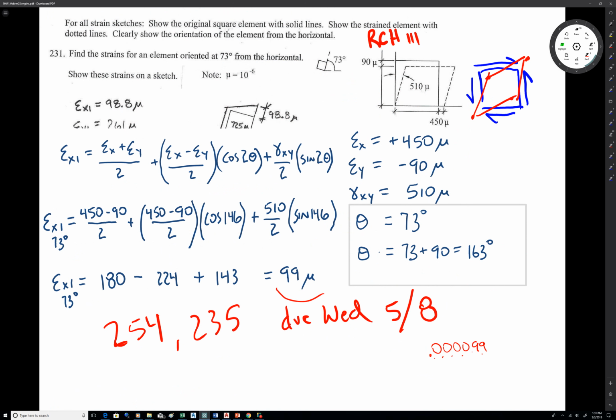Okay. So yeah, it's kind of like the stress stuff. The challenges, the things to kind of keep in mind are the initial values you get, epsilon x, epsilon y, gamma xy, and the angle. And then you just plug it into the equation, all right? And so you'll get 99 times 10 to the minus 6. Now we're looking for this element here, so we can find what we call epsilon y1 on that element too, which would be for 90 degrees more than 73. So you could run that equation a second time for 163 degrees is what you could do, and that would get you the strain at that angle.